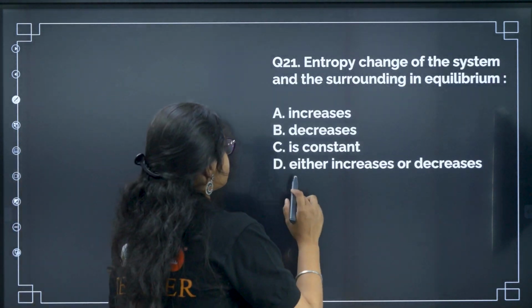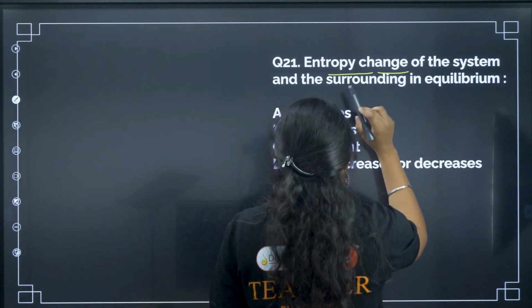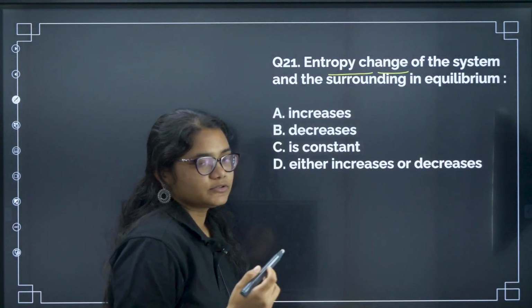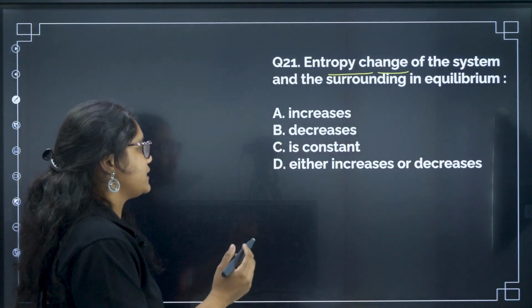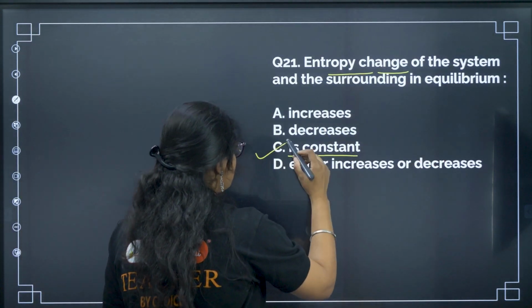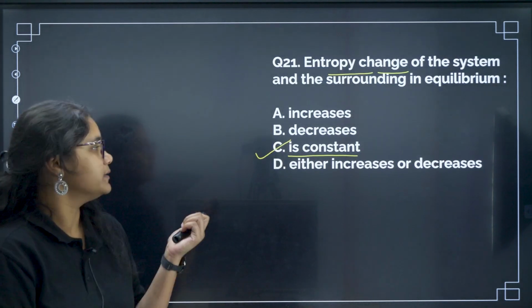Now see, the next question, number 21, entropy change of the system and the surrounding in equilibrium. So whenever the system is at equilibrium, delta S is equal to 0, that is constant. Correct answer for this question is option number C.